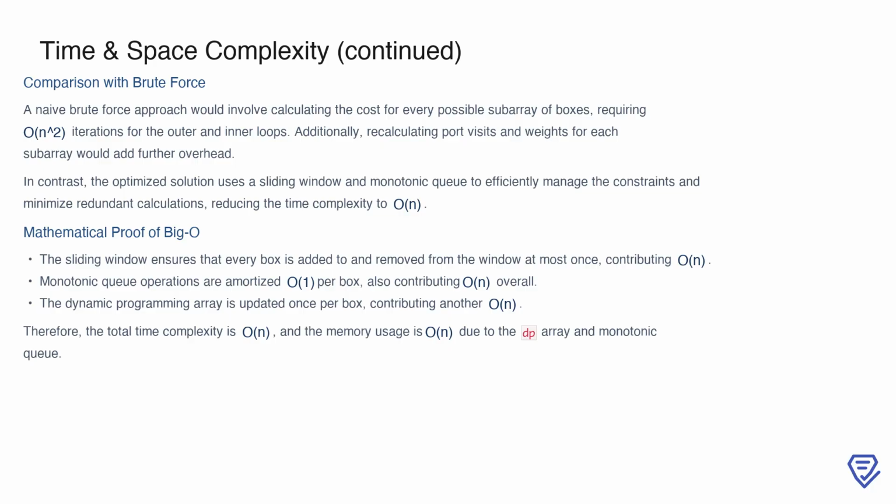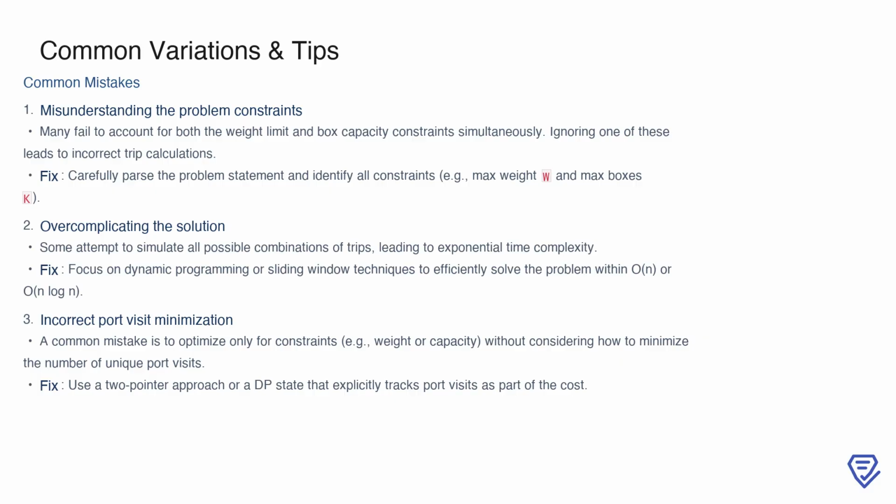Similarly, operations on the monotonic queue are amortized O(1) per box, resulting in O(n) overall. Updates to the dynamic programming array also occur in O(n). Altogether, the total time complexity is O(n), while the memory usage remains O(n) due to the DP array and the monotonic queue. When tackling this problem, there are a few common mistakes to be aware of.